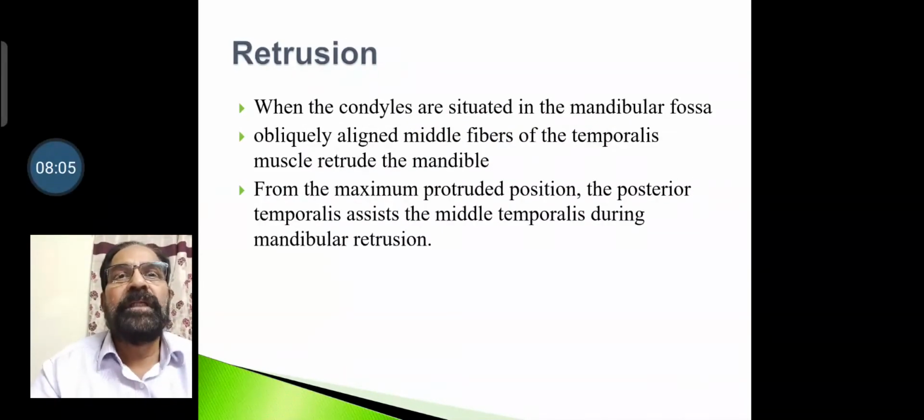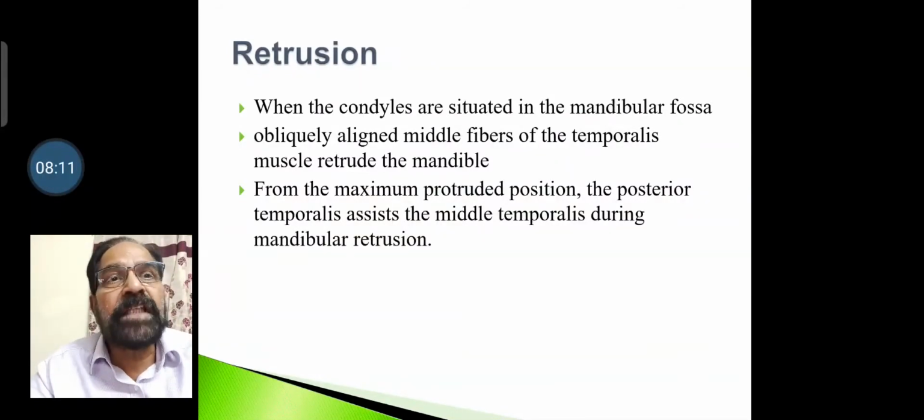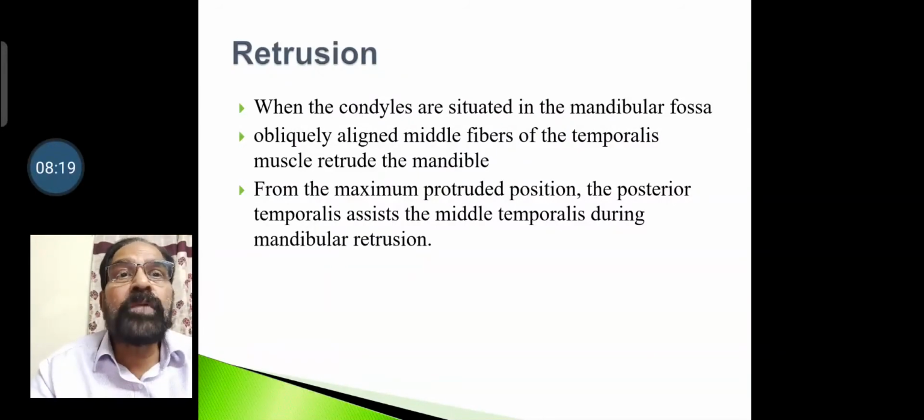Retrusion. When the condyles are situated in the mandibular fossa, obliquely aligned middle fibers of the temporalis muscle retract the mandible, or retrude the mandible. From the maximum protruded position, the posterior temporalis assists the middle temporalis during mandibular retrusion.